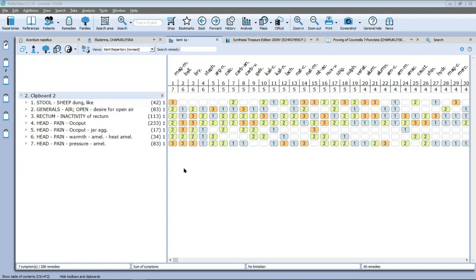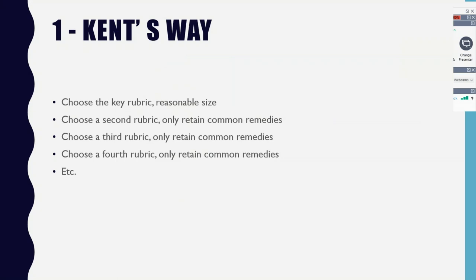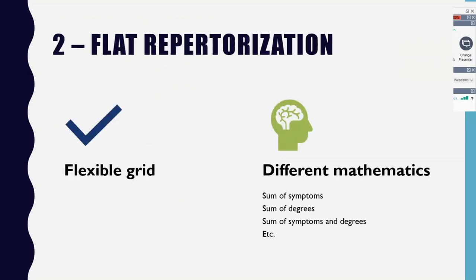So in this approach, your first symptom is very critical, because maybe bryonia is a nice remedy with desire for open air, inactivity, or rectum, pressure amel. Yes, pressure amel, bryonia, very strong indeed, etc. So maybe bryonia must be considered, but in Kent's approach, it is not considered because it doesn't exist in the first symptom he chose. And this is why we have evolved from Kent's way into what we call flat repertorization.